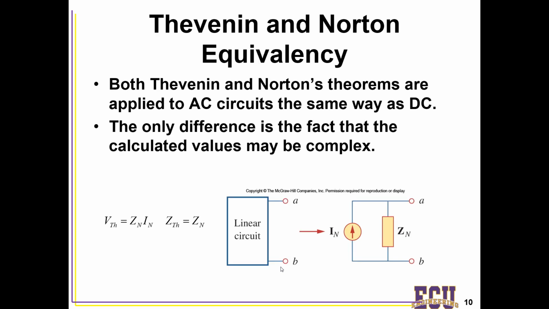Thevenin and Norton equivalency are going to be basically the exact same thing. You can apply it to AC circuits the exact same way that you did in DC. The only difference here is that your values may end up being complex. So you may end up with a complex value that you're going to use here for the current, Norton current. You may end up with a complex impedance here. So that means it's no longer just going to be resistive. You might have some capacitive element to it.